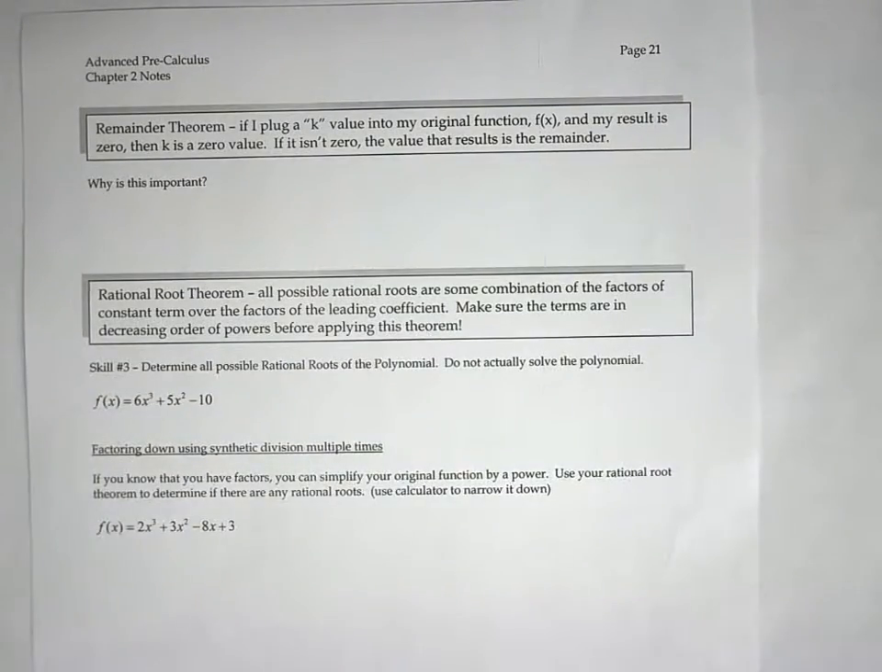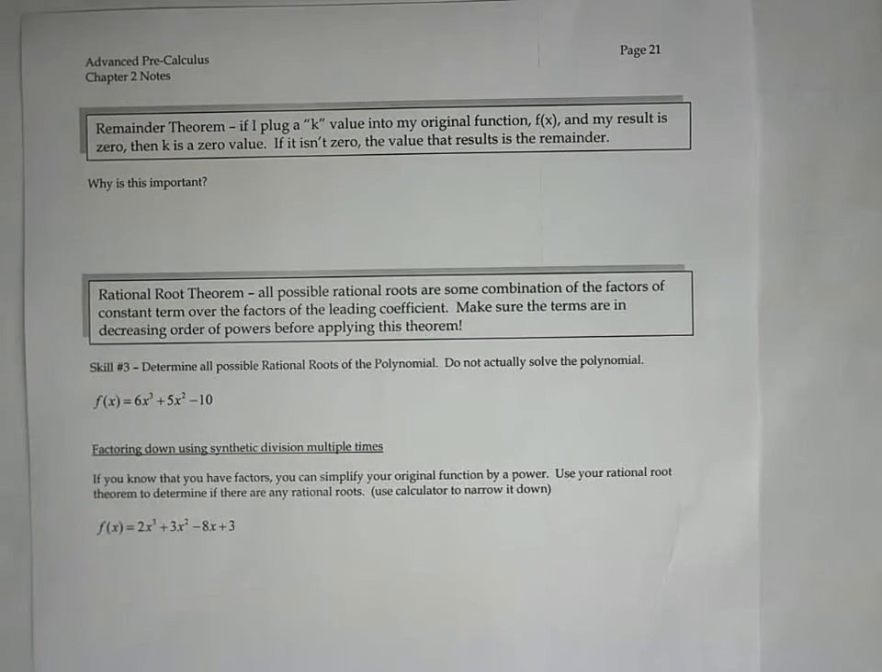The last portion is dealing with two theorems, the remainder theorem and the rational root theorem. The first theorem, the remainder theorem, says if we plug a k into your original function and my result is 0, then I know k is a 0 value. If it isn't 0, the result is my remainder.